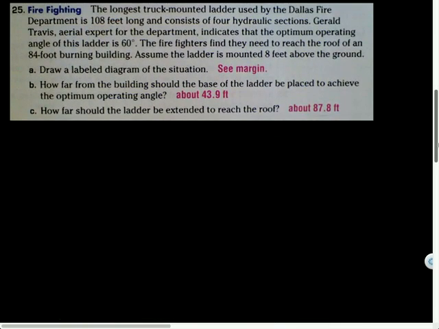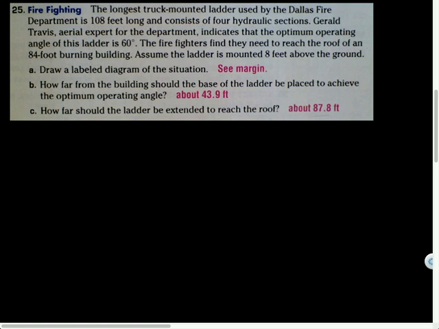Let's look at 25. It says, the longest truck-mounted ladder used by the Dallas Fire Department is 108 feet long and consists of 4 hydraulic sections. Gerald Travis, aerial expert for the department. Wow, that sounds amazing. Can I be the aerial expert for our school? I think I want to be. I'm self-declared. Let's see. Indicates that the optimum operating angle of the ladder is 60 degrees. Oh, this is getting interesting. The firefighters find they need to reach a roof of an 84-foot building. Assume the ladder is mounted 8 feet above the ground.